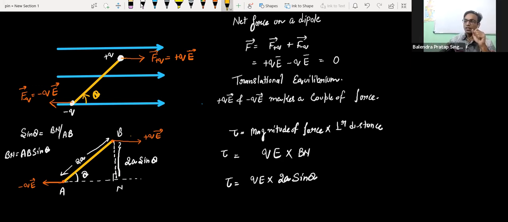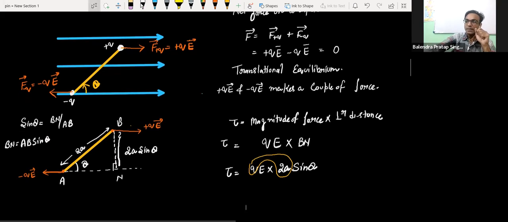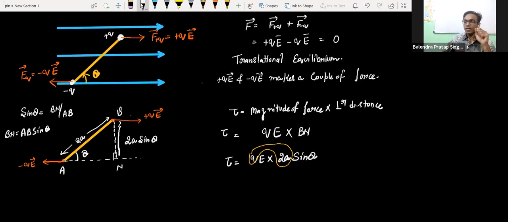So here you can see this Q into 2A is a dipole moment. So we can rewrite this expression in terms of dipole moment. So here you can find this torque as PE sine theta. Okay. And what is PE sine theta?